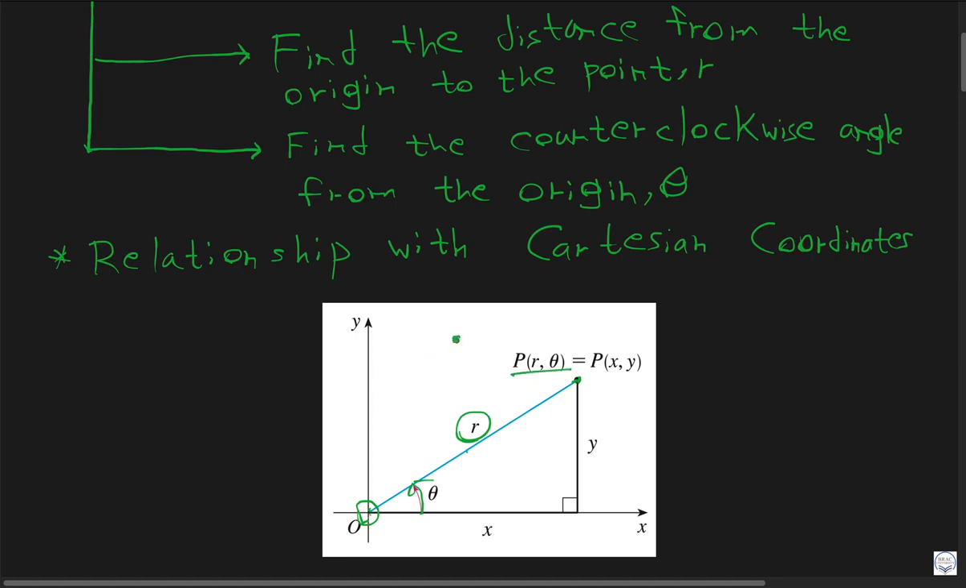For instance, if I have a point over here, we start by finding the distance between these two points. Let's call it r prime, and we also find the angle, let's call it theta prime. So this point will have polar coordinates r prime, theta prime.